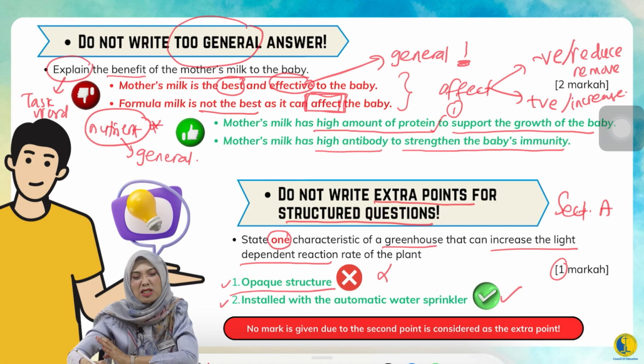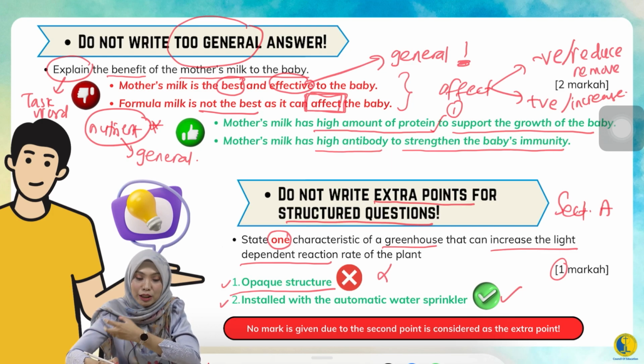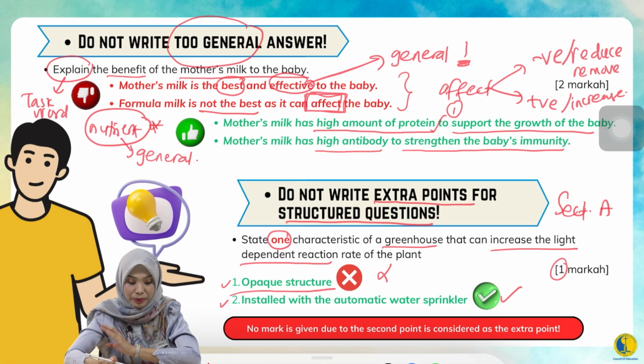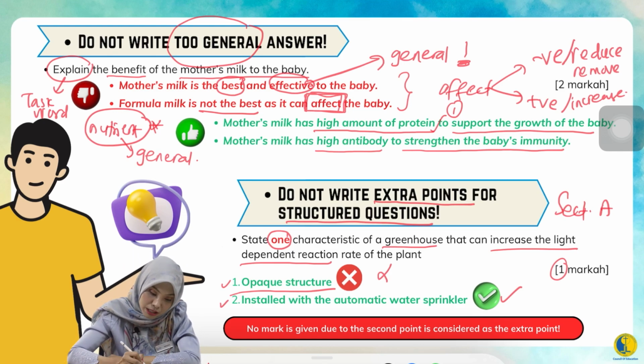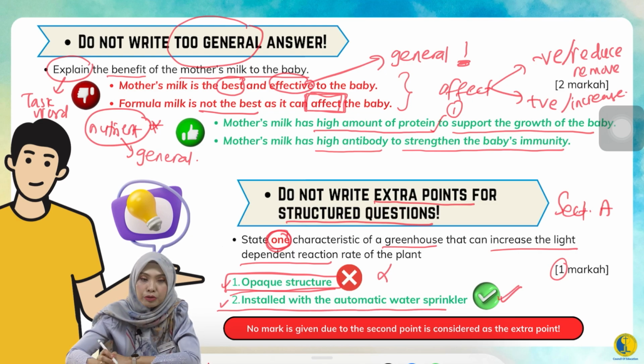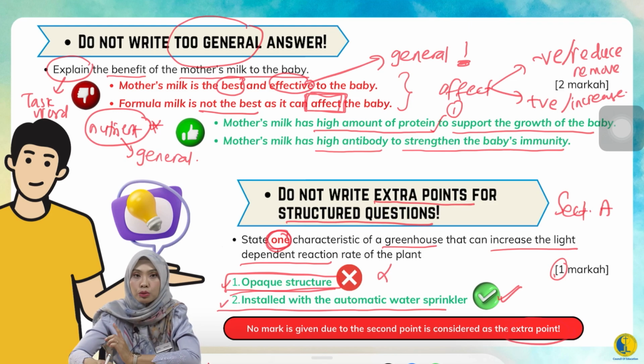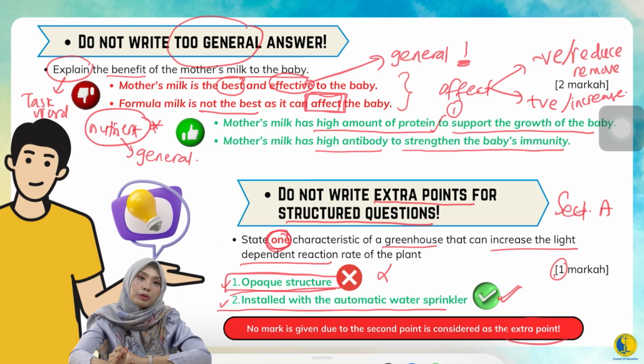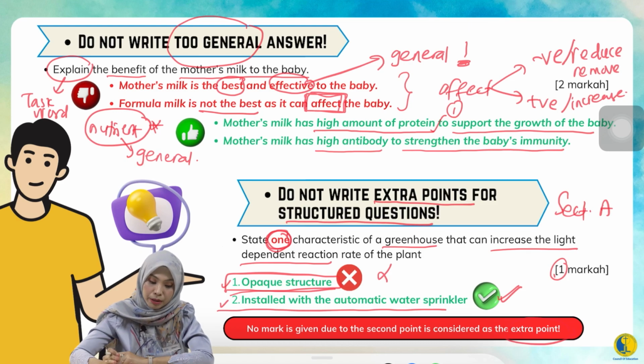I have to tell you, no such thing. In biology, we don't have that authority to choose which one we like, which one the student wrote. Cannot. Since the question asks for only 1 characteristic and the first one written is wrong, the second one, even though correct, we're not going to give you marks. No mark is given because the second point is considered an extra point, and sadly it's a correct answer. So please think carefully before you answer, and stick to 1 characteristic as requested by the question. Okay, be careful with that.